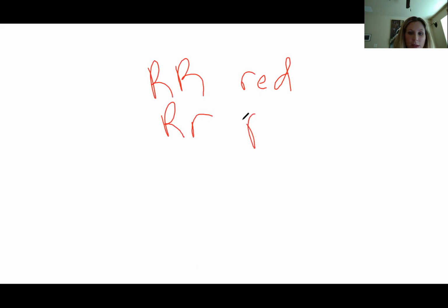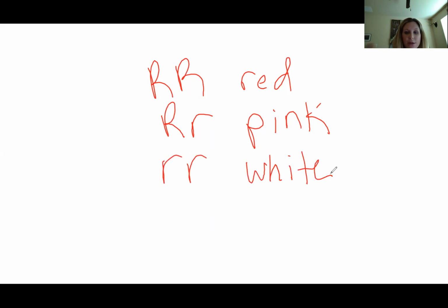So what's the phenotype of a plant with genotype big R, big R? So what would you write for that? So for big R, big R, it would be red. What is the phenotype of a plant with a genotype big R, little r? It would be pink. And then what is the phenotype of a plant with the genotype little r, little r? It would be white. Okay, so now you know those, you should be able to do any kind of Punnett square and give an answer for percentages, right?